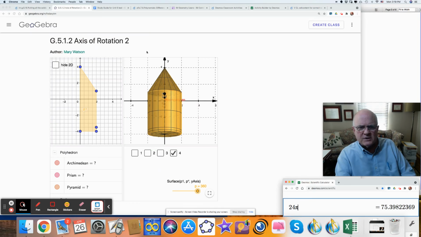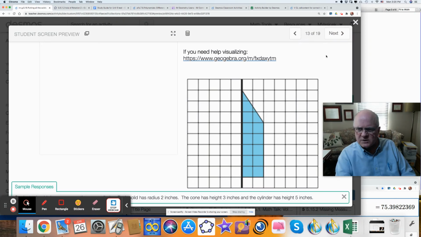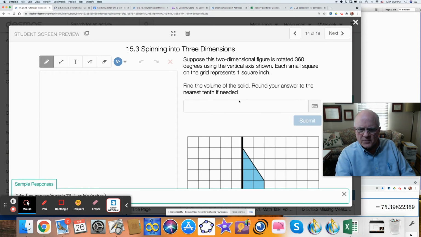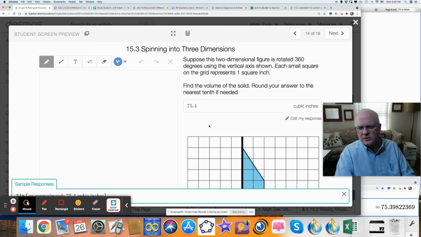75.4, and we plug this into the Desmos. If I can call it the Desmos, and we go down here. Let's see where the next page is where we actually put this in. We do 75.4, and maybe it will give us a thumbs up. It doesn't. Okay, so I need to fix this page to give you instant feedback.